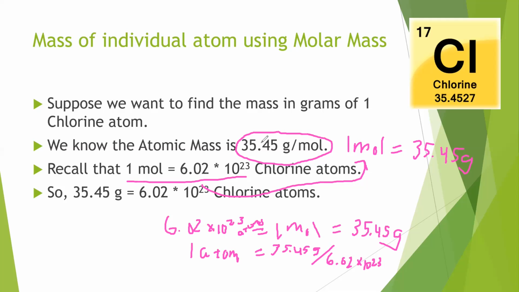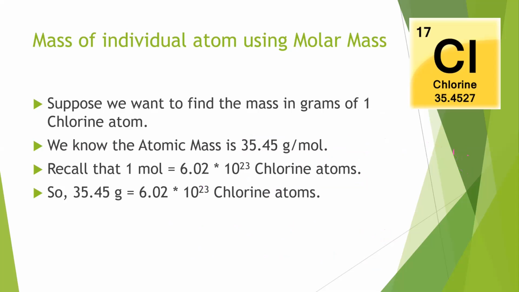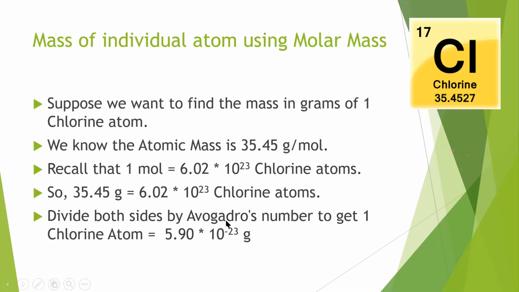We basically just take the molar mass and we divide it by 6.02 times 10 to the 23rd. But this is the derivation that you can see so you can know why it's true. We basically take a molar interpretation of this and just substitute values and do simple arithmetic. So we can just divide both sides and we get that the mass of 1 chlorine atom is 5.90 times 10 to the 23rd grams. So that's a really small number.